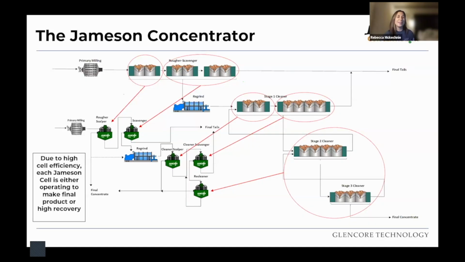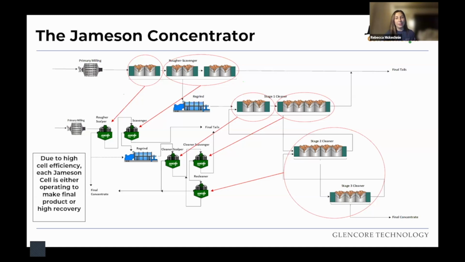As I mentioned, that design of the Jamieson cell results in a residence time of seconds, and so residence time isn't a consideration when we are sizing or designing these cells or these circuits. A single Jamieson cell is capable of replacing several tank cells. So from a whole of circuit perspective, what you can see on this slide here are the parts of a conventional concentrator which would be replaced by a Jamieson cell.